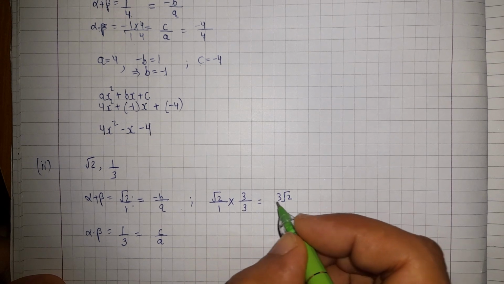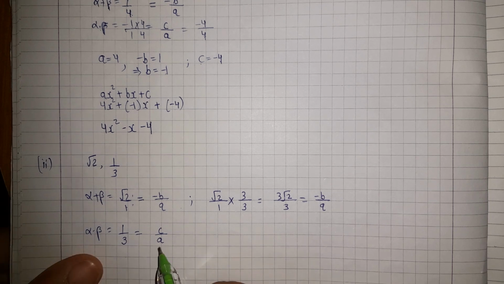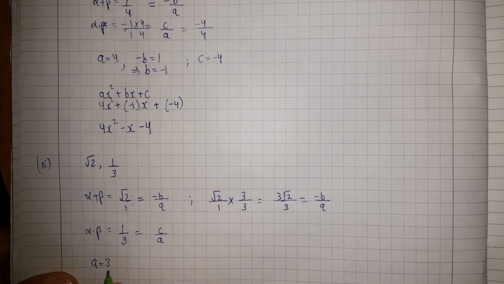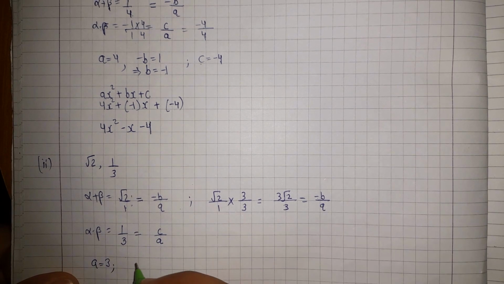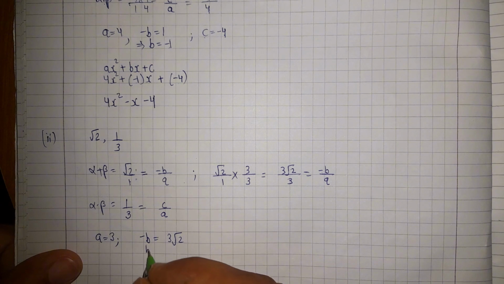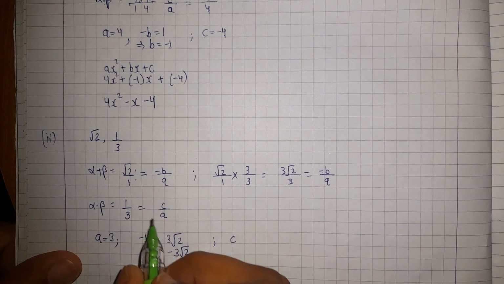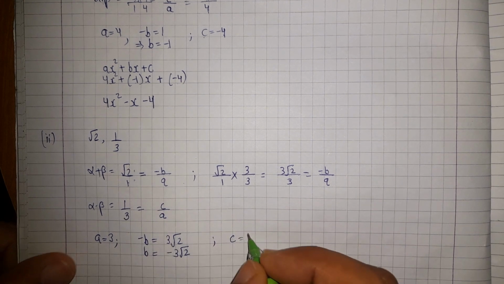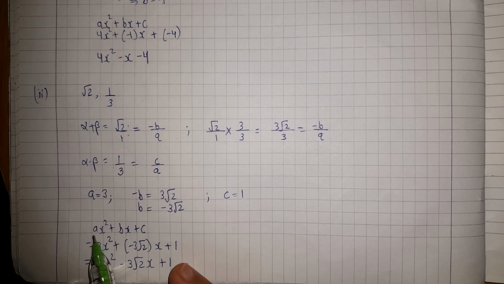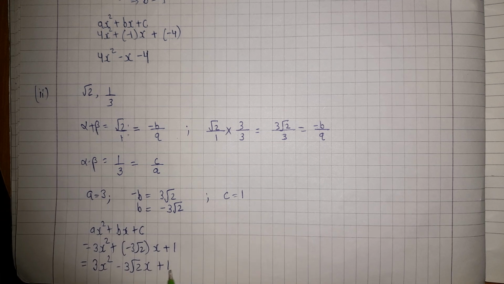3 root 2 upon 3 is equal to minus b upon a. So from here we will get a is equal to 3, and minus b is equal to 3 root 2, that is b is equal to minus 3 root 2 and c is equal to 1. So our quadratic polynomial is ax square plus bx plus c. Put the values of a, b, c, we will get 3x square minus 3 root 2x plus 1.